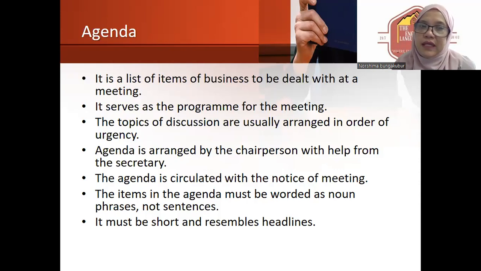Let's look here. It is a list of items of business to be dealt with at the meeting. It serves as the program for the meeting. The topics of discussion are usually arranged in order of urgency. The agenda is arranged by the chairperson with help from the secretary. The agenda is circulated with the notice of meeting. The items in the agenda must be worded as noun phrases, not sentences. It must be short and resemble headlines. Okay.